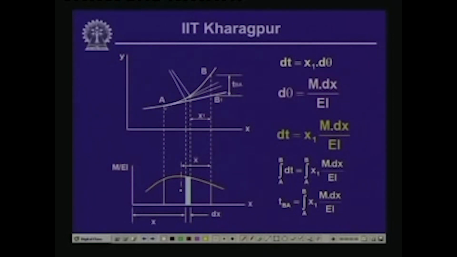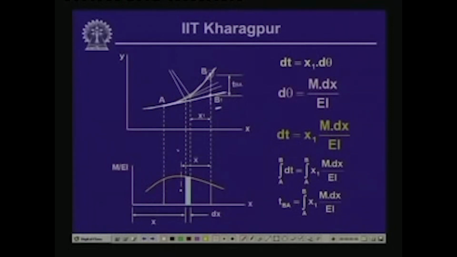Now, again we consider a segment of the elastic curve, and on this segment we choose 2 points A and B, and we draw a tangent at point A, and from B we drop a vertical line, and let us say this tangent cuts this vertical line at B1. So, in fact BB1 is the tangential deviation of B with respect to the tangent drawn at A.